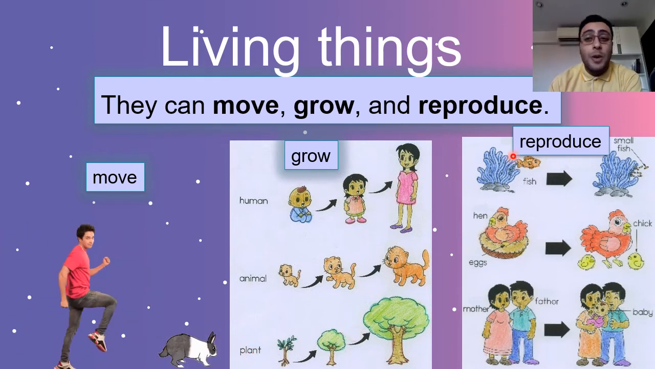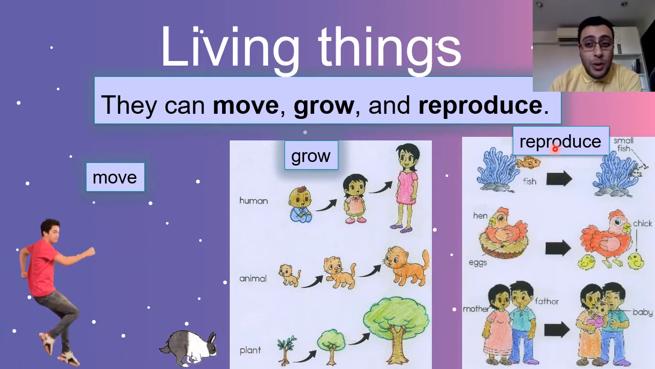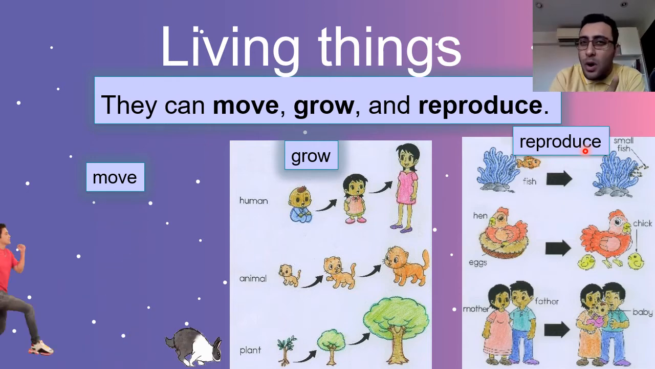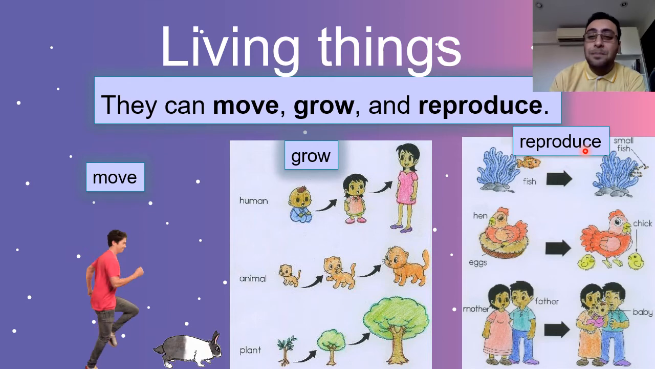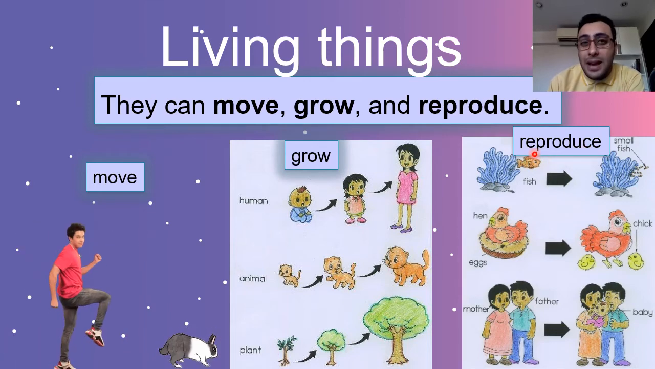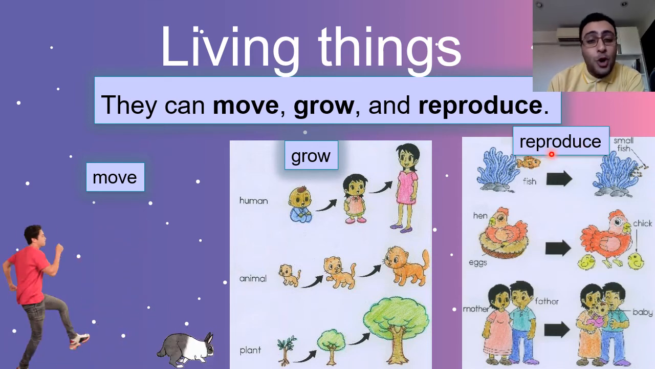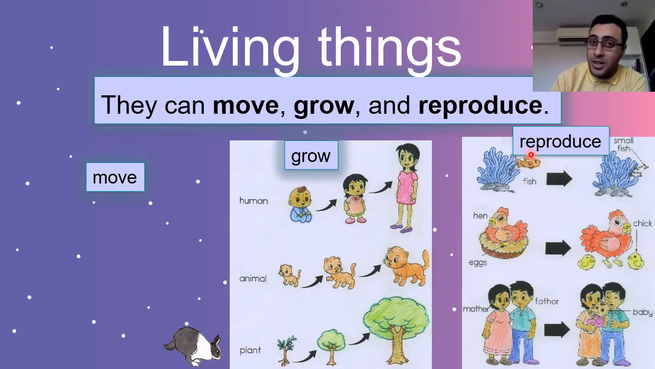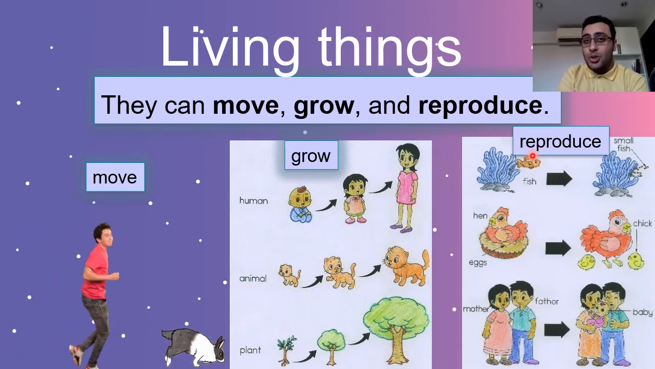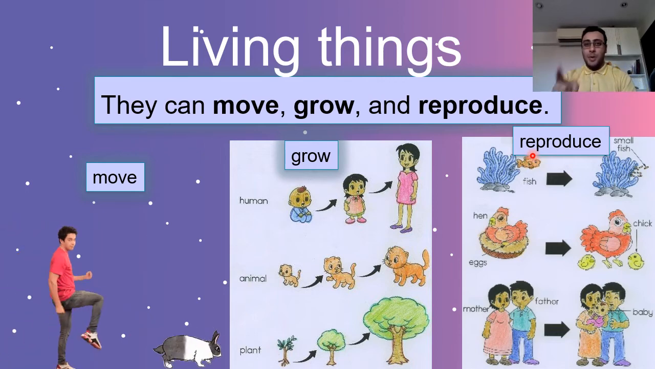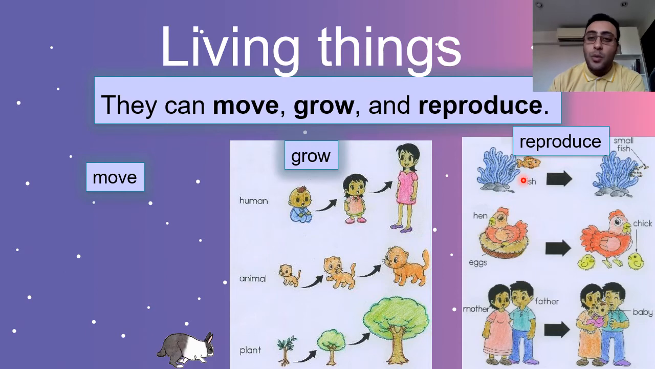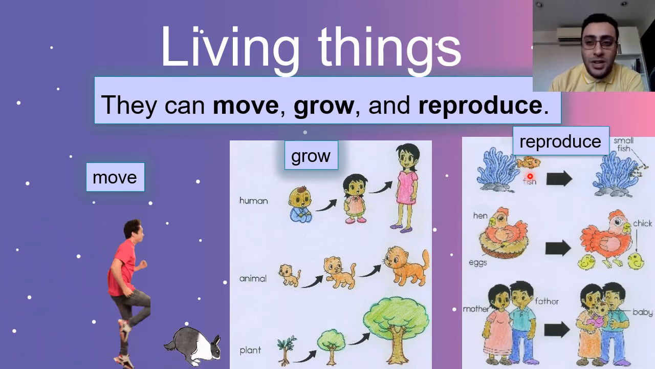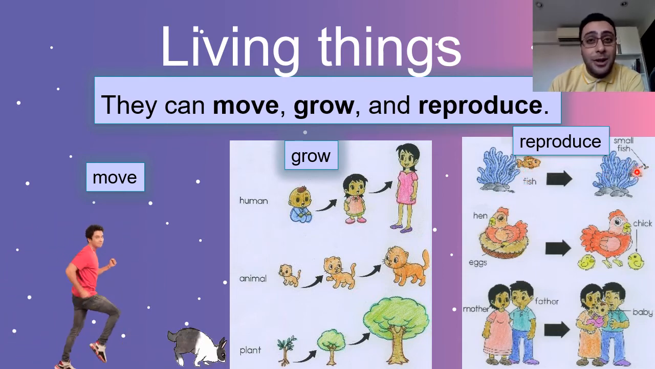Then we have reproduce. Can you repeat it one more time after me? I want to make sure you can say it. Reproduce. Very good. Reproduce. Now, reproduce, for example, we have one fish here and then many small fish.